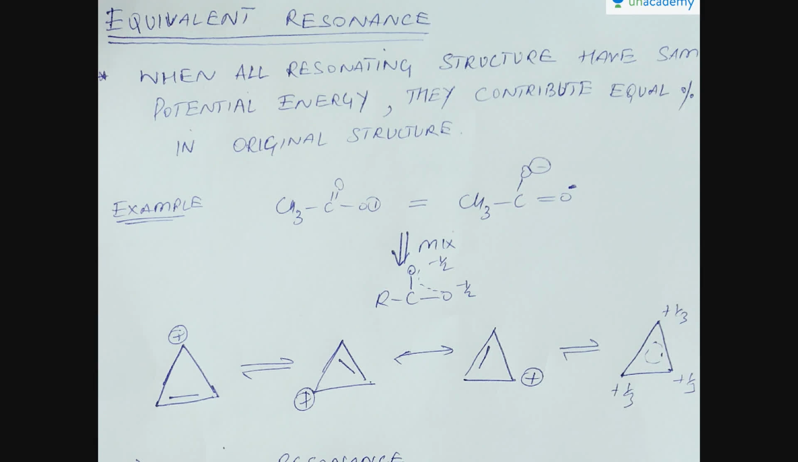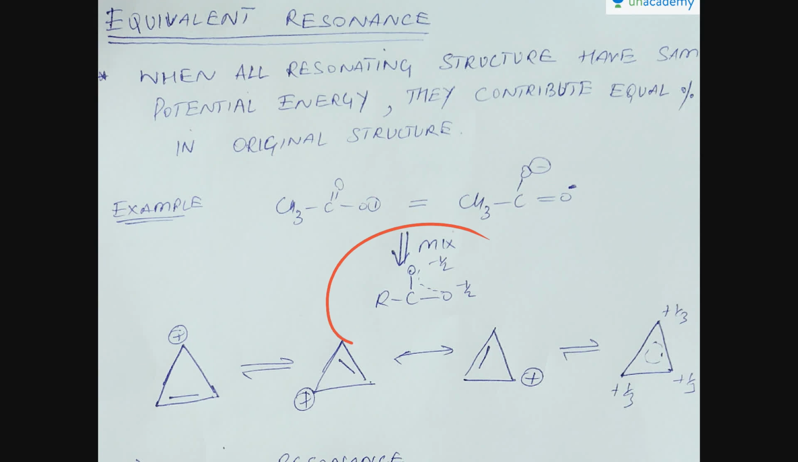Okay, now our first topic is equivalent resonance. What it means is that we have a resonance in which the contributing structures have the same potential energy. So in a chemical reaction, all of these structures will contribute equally. For example, we have an acetate ion, and if we draw its contributing structures, they look almost the same. It is actually the same thing.